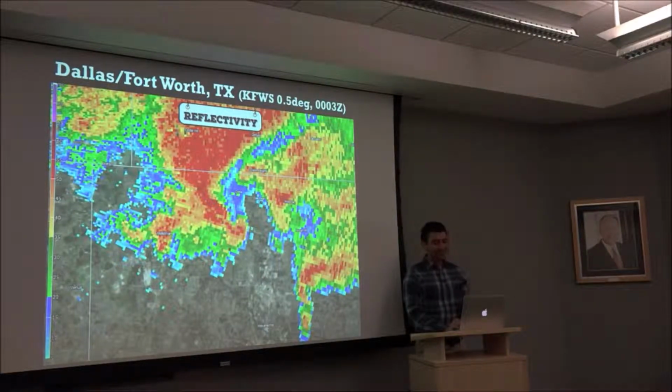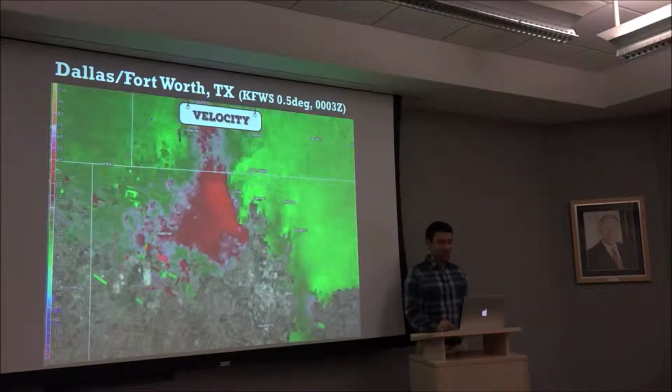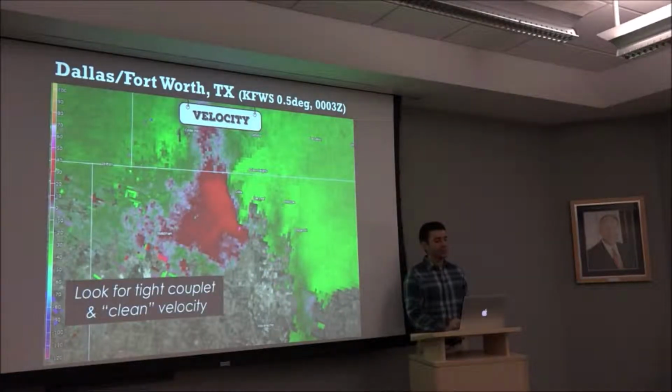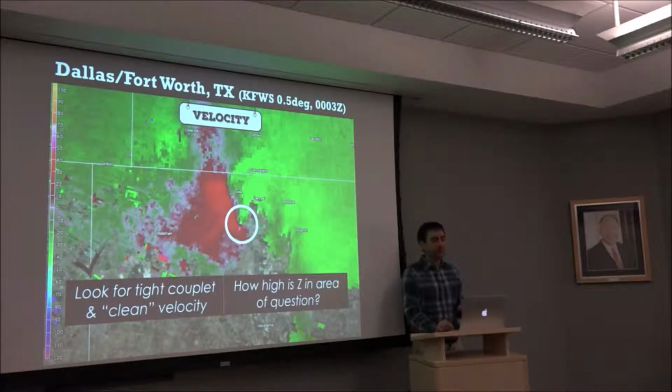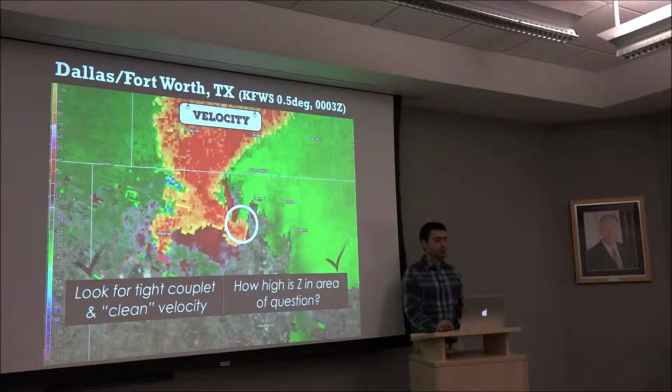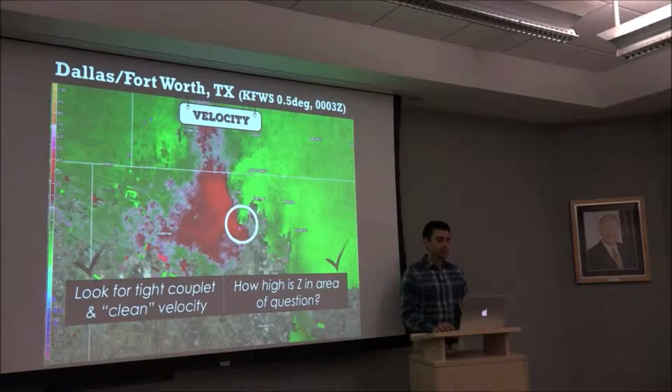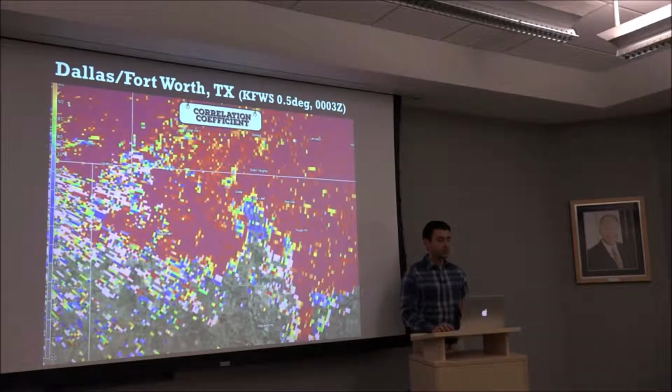And as reflectivity continues to develop, we're going to look at velocity now going forward in time. Do we have that tight couplet, that clean velocity? Well, we see what looks much cleaner than the previous example and much tighter. We'll highlight it right there, so put a check mark next to that. How high is our reflectivity in the area of question? So let's overlay that. We go back and forth. That overlays quite nicely. That couplet's right in an area where we have reflectivity of 30, 40, 50 dBZ. That looks good too, so we'll give it a check mark. Let's go forward now to correlation coefficient.